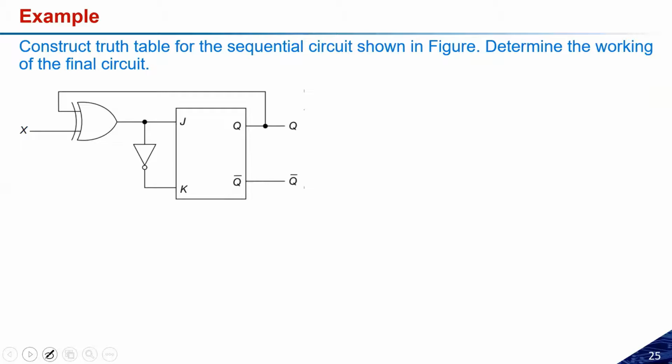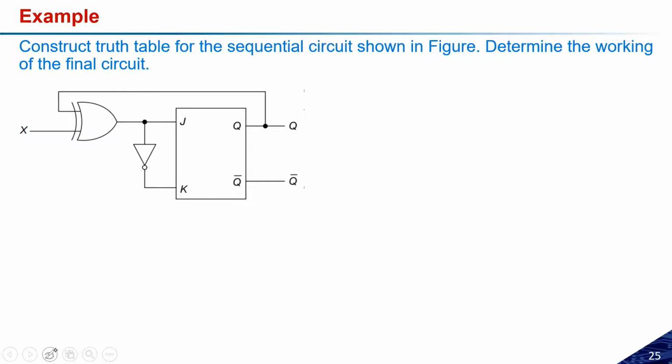Construct the truth table for the sequential circuit shown in the figure and determine the working of the final circuit. Any kind of logic can be given. I'm showing all these kinds of examples because such problems can come up in the GATE exams. You should know how to apply the fundamentals of flip-flops to get the actual truth table or other things. So let us try to see here.